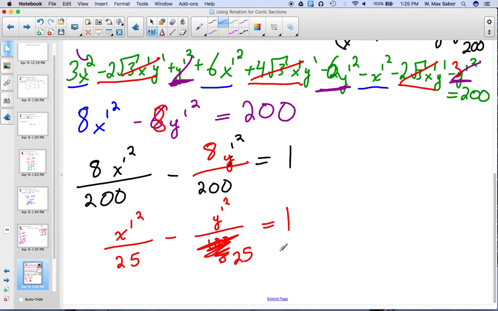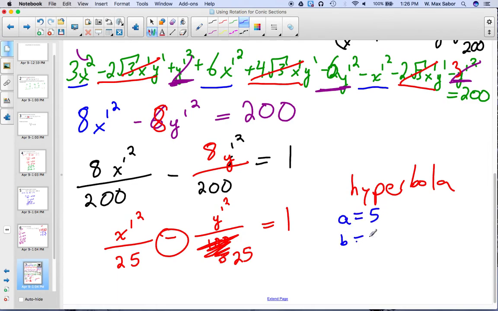So now we have a hyperbola. It's a hyperbola because of the negative. We have A is 5. We have B is 5. And C is going to be square root of 50, which is 5 square roots of 2.